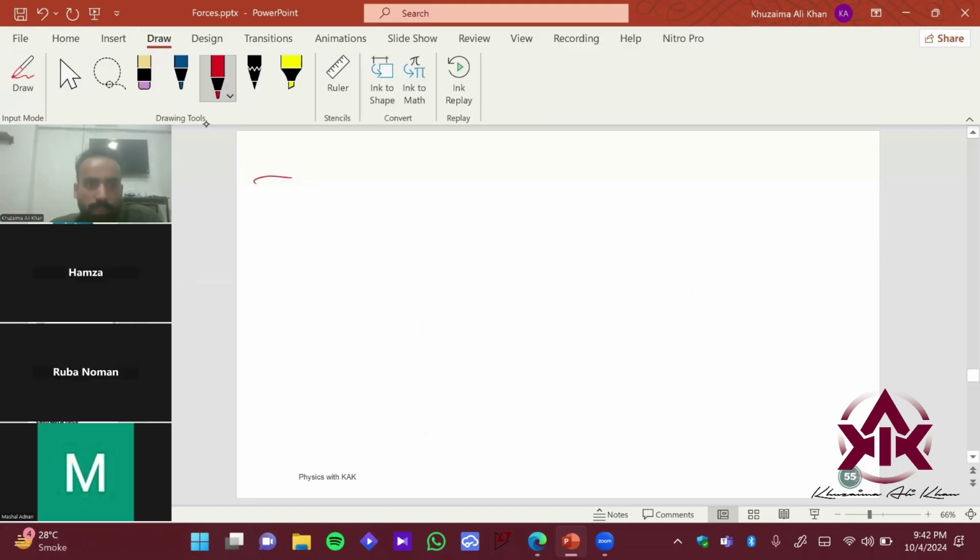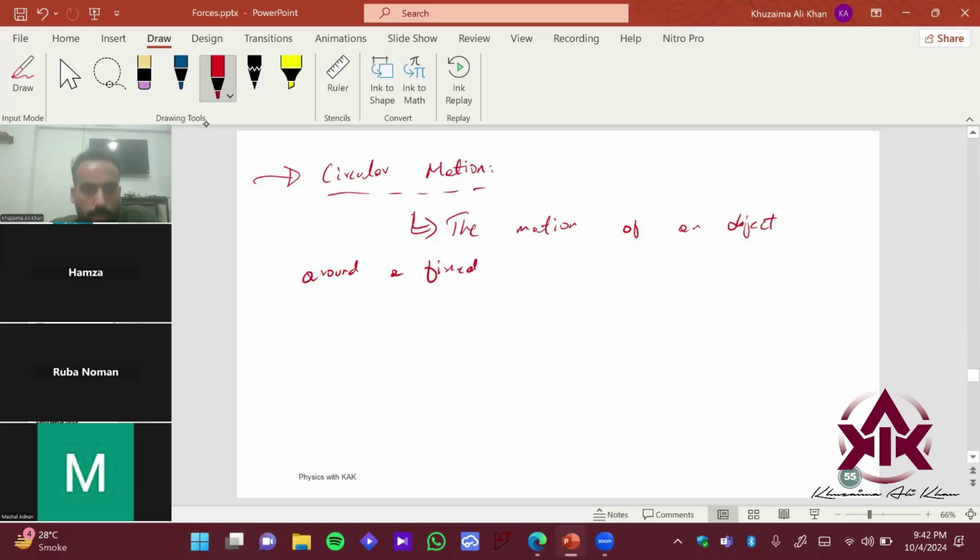So what is circular motion? Okay, let's start with the definition. It is the motion of an object around a fixed point. It is the motion of an object around a fixed point in a circular orbit. Circular orbit. My spelling mistakes are occurring over here. At a fixed radius, right? At a fixed radius r, right?